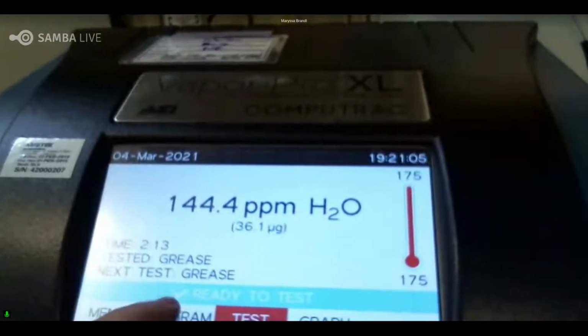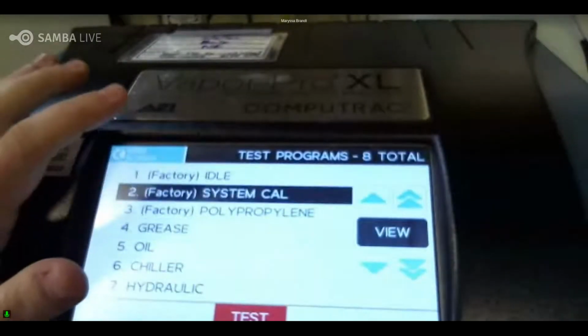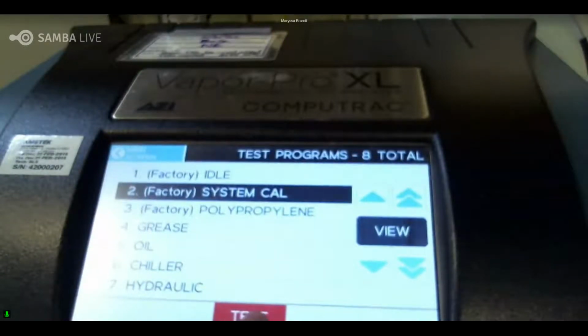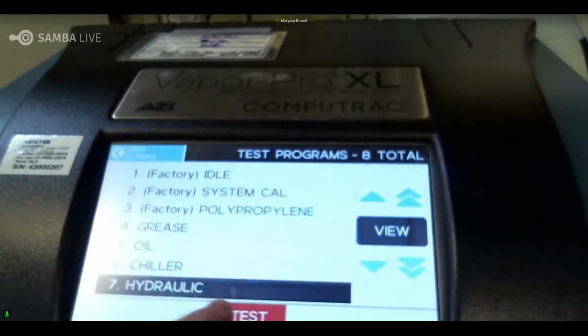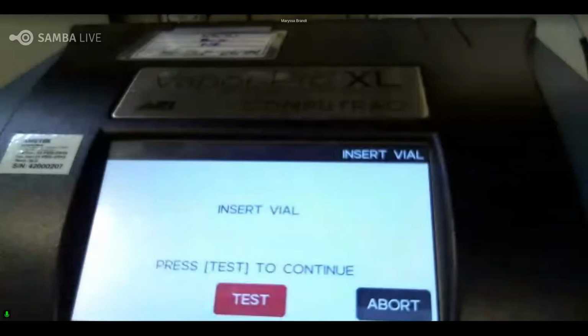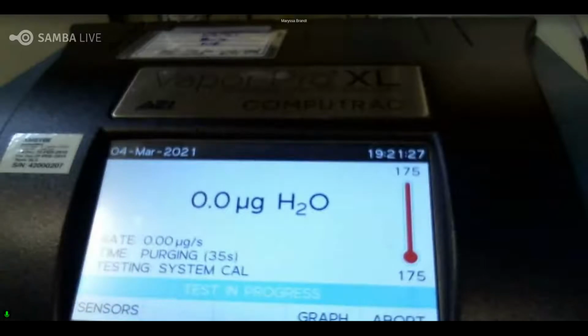So what we're going to do is we're going to click Programs. And there is a system calibration program that's already set into the Vapor Pro. So we are just going to click that. And then it's going to say Insert File. The file is already over there on the rack to be inserted. So we're going to click Test. And now it just pulls into the system and it goes.